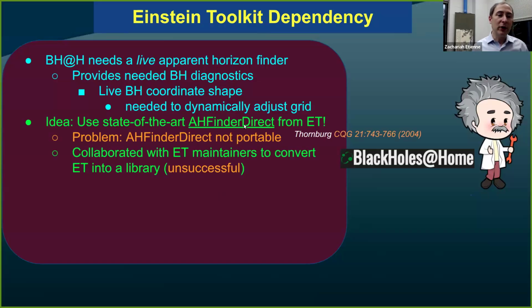So the idea was we would just use HFinder Direct from the Einstein Toolkit. The issue with that approach is, I know of people who have done this, and I know it takes many months to accomplish, but you can't get the state-of-the-art apparent horizon finder, HFinder Direct, separated from the Einstein Toolkit. Not easily, at least. It takes many months.